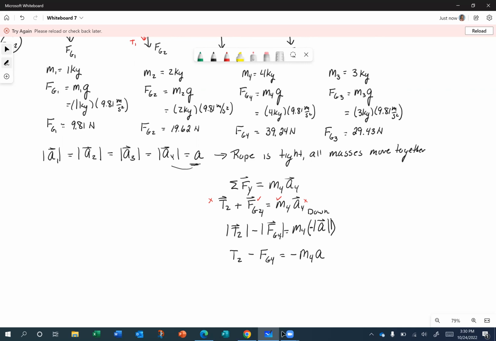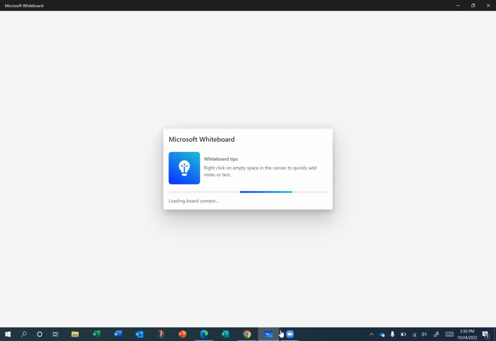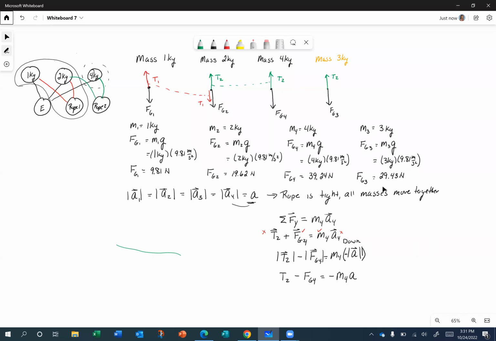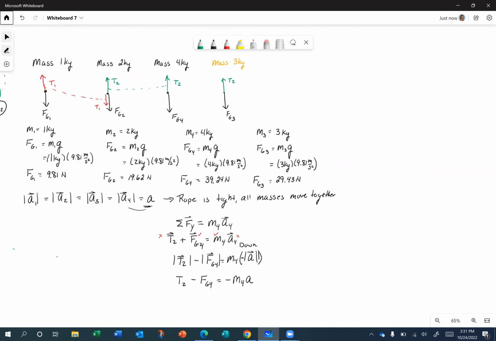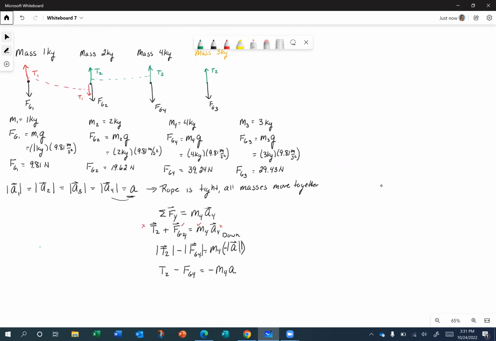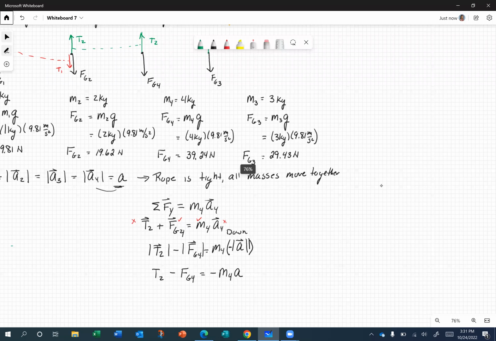So I need to find another equation that contains these same letters. And then look at mass number 3. We take a look at that. So if we take a look at mass number 3, we will see that mass number 3 will contain these same variables. So I'm going to write that equation under mass 3 here. We're going to have the summation of forces in the y.